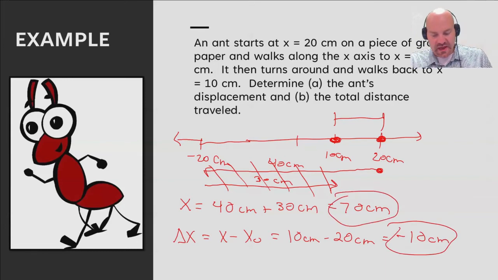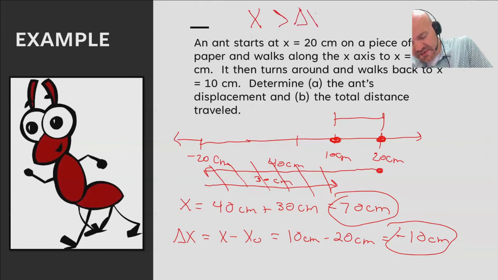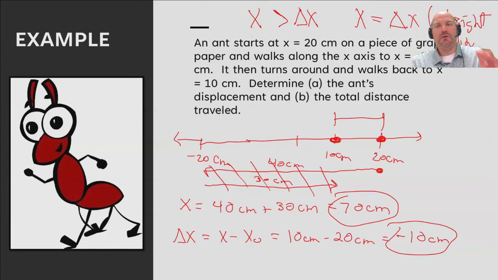So just a couple things. If I end to the right of where I started, I'm going to have a positive displacement. If I end to the left of where I started, I'm going to have a negative displacement. In this case, my distance traveled was greater than my displacement because I turned around. If at any point you turn around, they're no longer going to match. But there are times when they will equal each other, as if I move in a straight line and don't turn around at all.